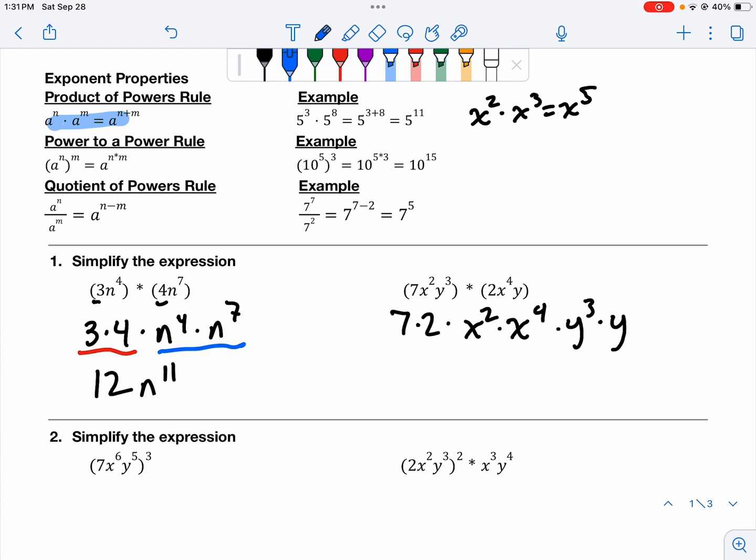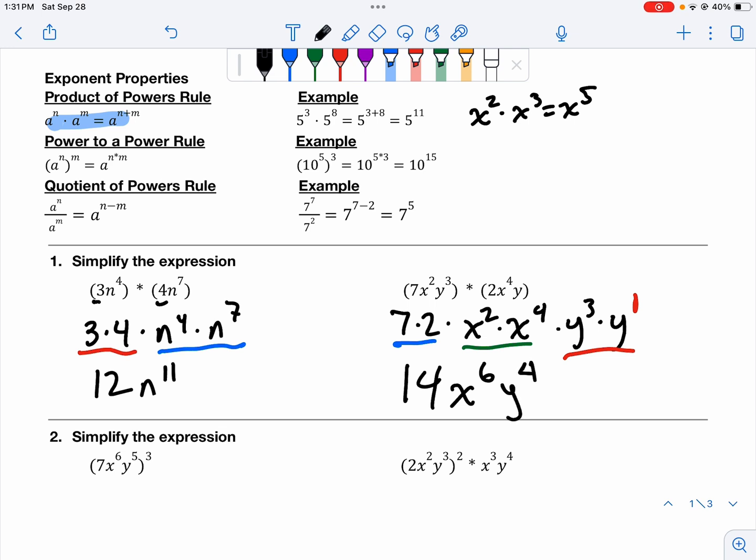Now, we have 3 distinct things going on here that we have to think about. So 7 times 2 is 14, okay? There's no exponents here. We're not thinking exponents. We're thinking coefficients. Just multiply the two numbers. X squared times x to the 4th: I have 2 x's and 4 x's, so I have 6 x's. And then always remember, we have a 1 on that y. So that is going to be y to the 4th.